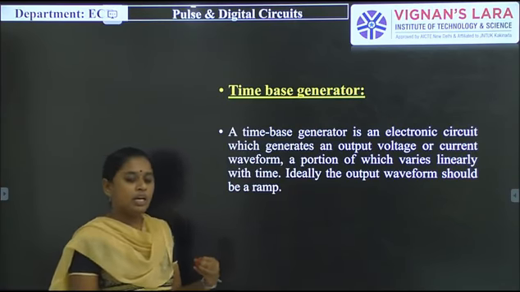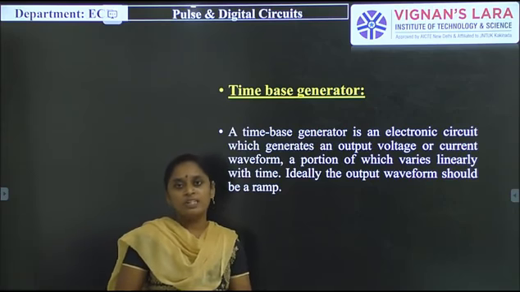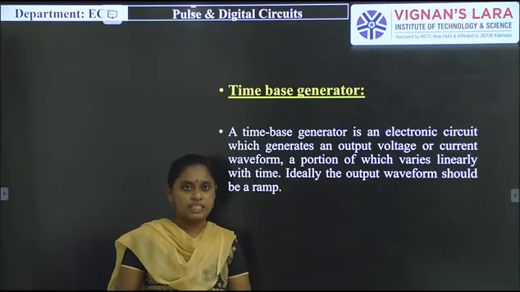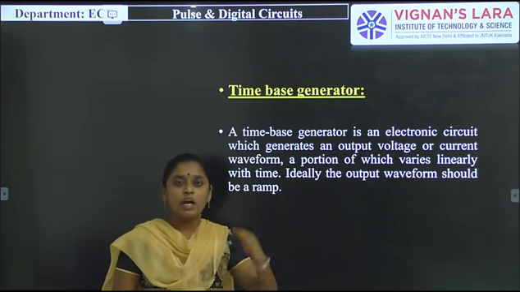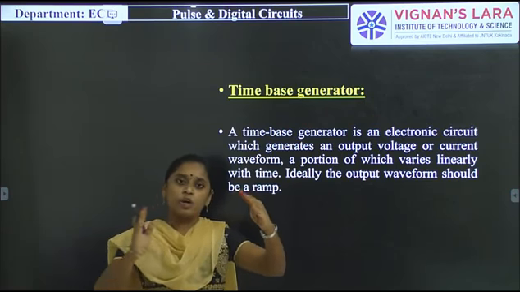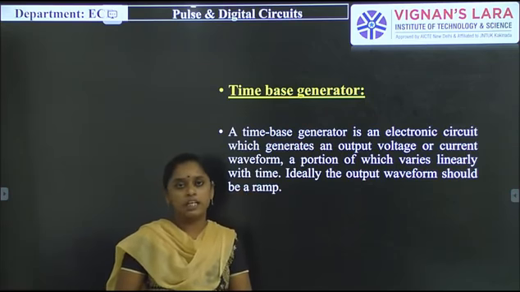For example, this circuit can produce a sawtooth waveform. In the sawtooth waveform, some part of the signal is linearly varying with time. What is meant by linearly varying with time? Simply, when time increases, the output also increases. Maybe the output voltage increases or the output current increases.